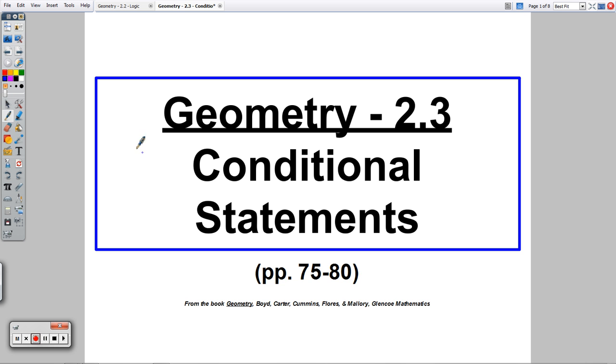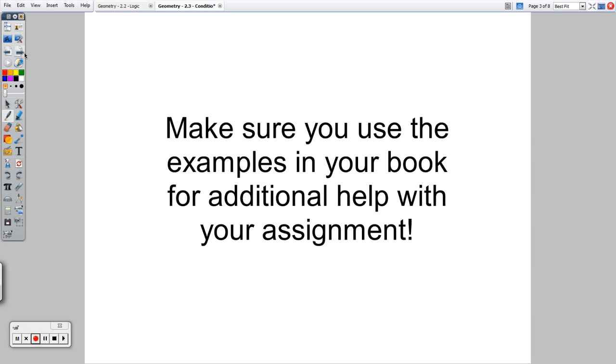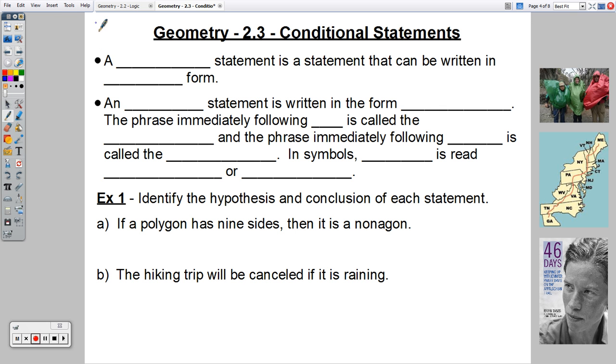Why is that, you might ask? It's time to do some math. Geometry, lesson 2.3, conditional statements. Here we go. Some new terminology for you, probably some very new concepts within this lesson. Make sure you're paying close attention and make sure you use those extra examples in the book to help, as always. The first blank for lesson 2.3 is a conditional statement.